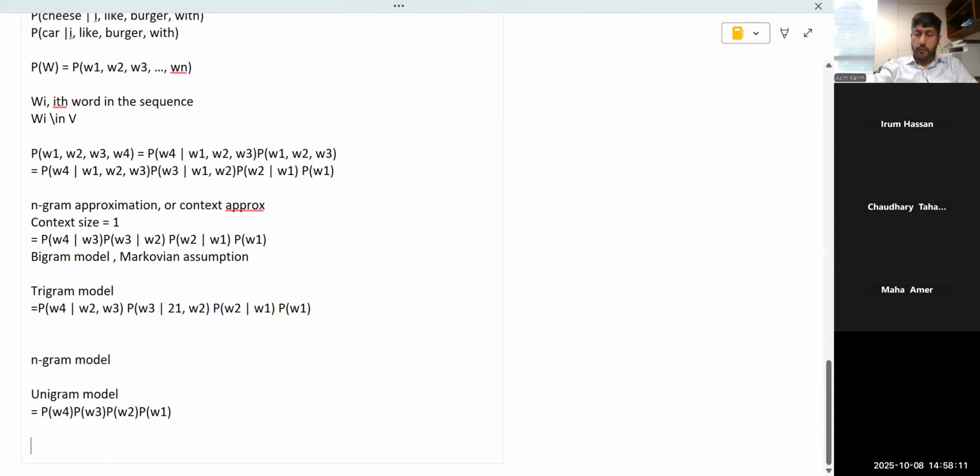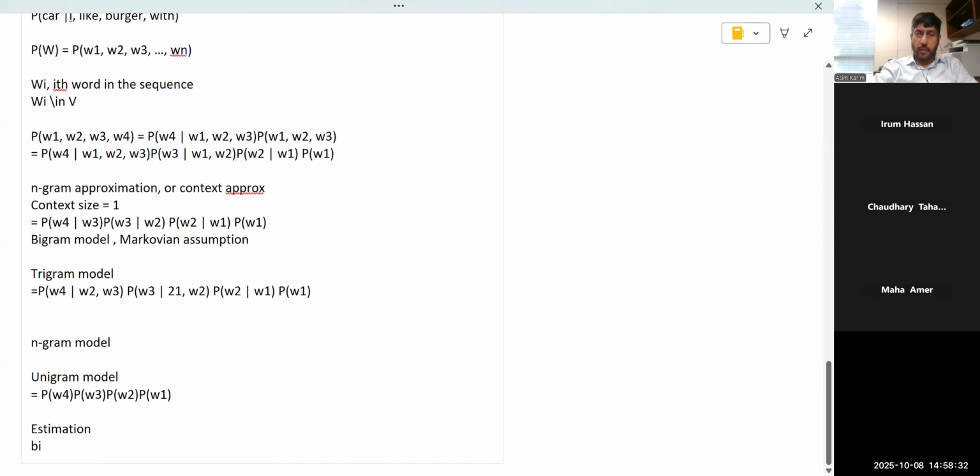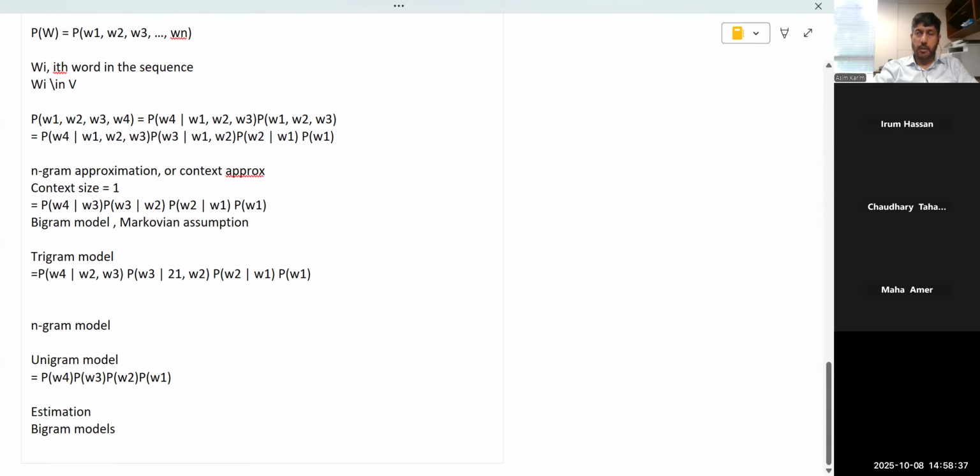ठीक है. So now let's move on to estimation. How do you estimate these probabilities? So we will take the example of bigrams. So we want to estimate probabilities from, of course, corpora or text that is available to us. So let's take the example of bigram models. ठीक है. So bigram models में typically क्या होगा? Probability of W2 given W1, इसकी probability निकालनी है हमने. ठीक है.